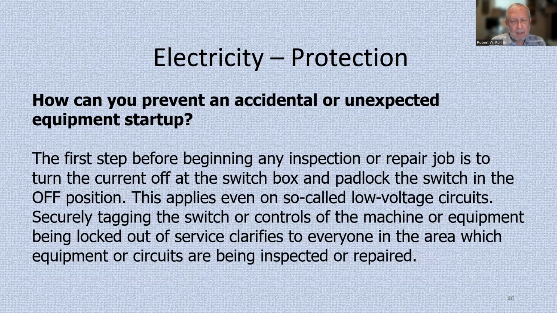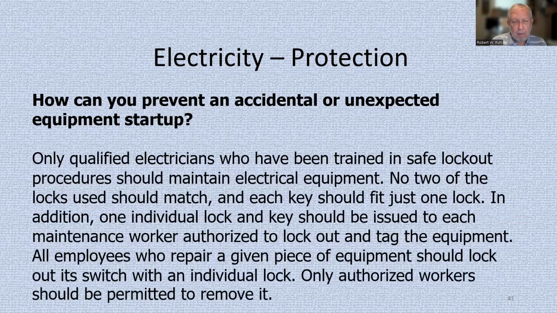How can you prevent an accidental or unexpected equipment startup? The first step before beginning any inspection or repair job is to turn the current off at the switch box and padlock the switch in the off position. This applies even on so-called low voltage circuits. Securely tagging the switch or controls of the machine or equipment being locked out of service clarifies to everyone in the area which equipment or circuits are being inspected or repaired.